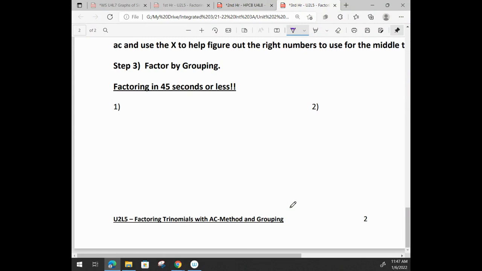First term, 5a squared. Middle term, plus 16a. 5a squared plus 16a plus 12. Go.